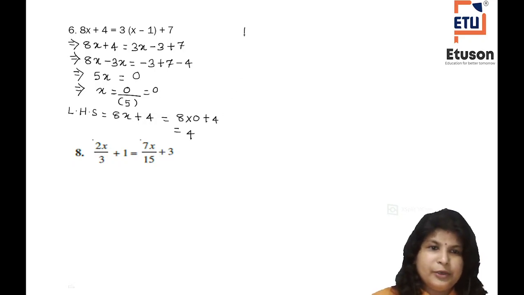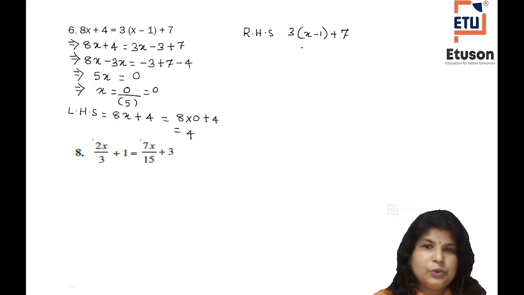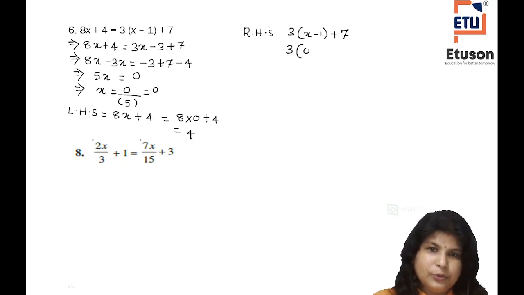What about your right hand side? So right hand side you have 3 into x minus 1 plus 7. So 0 minus 1 is minus 1. So 3 into 0 minus 1 plus 7. 0 minus 1 is how much? Minus 1. So it is minus 3 plus 7, that is equal to plus 4 again.